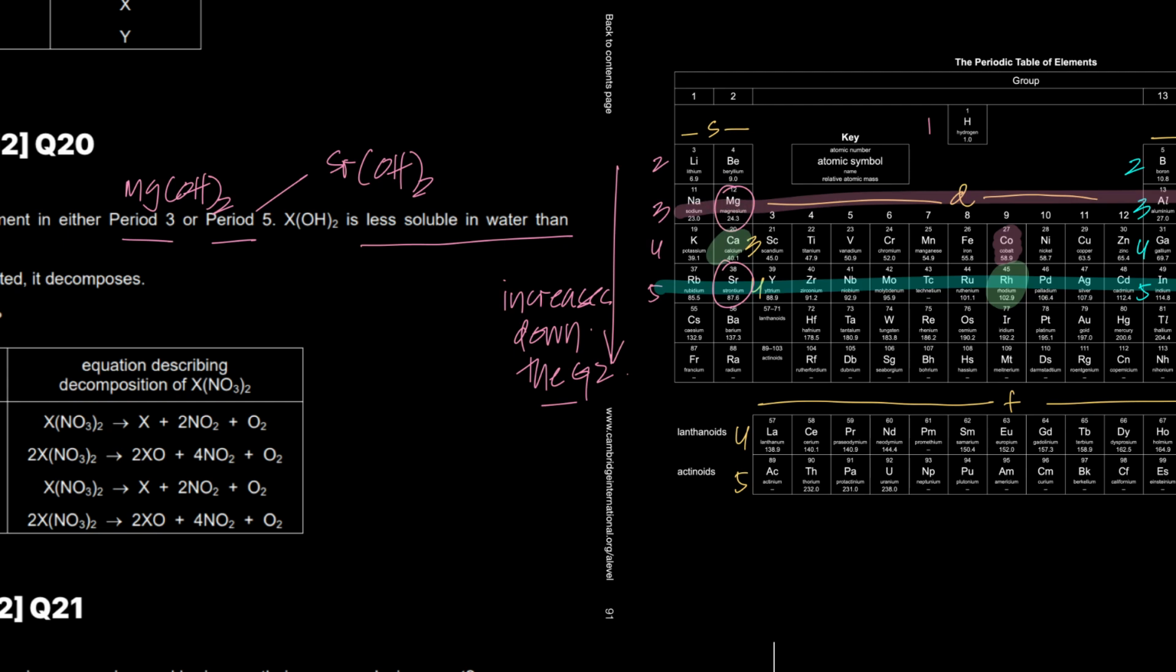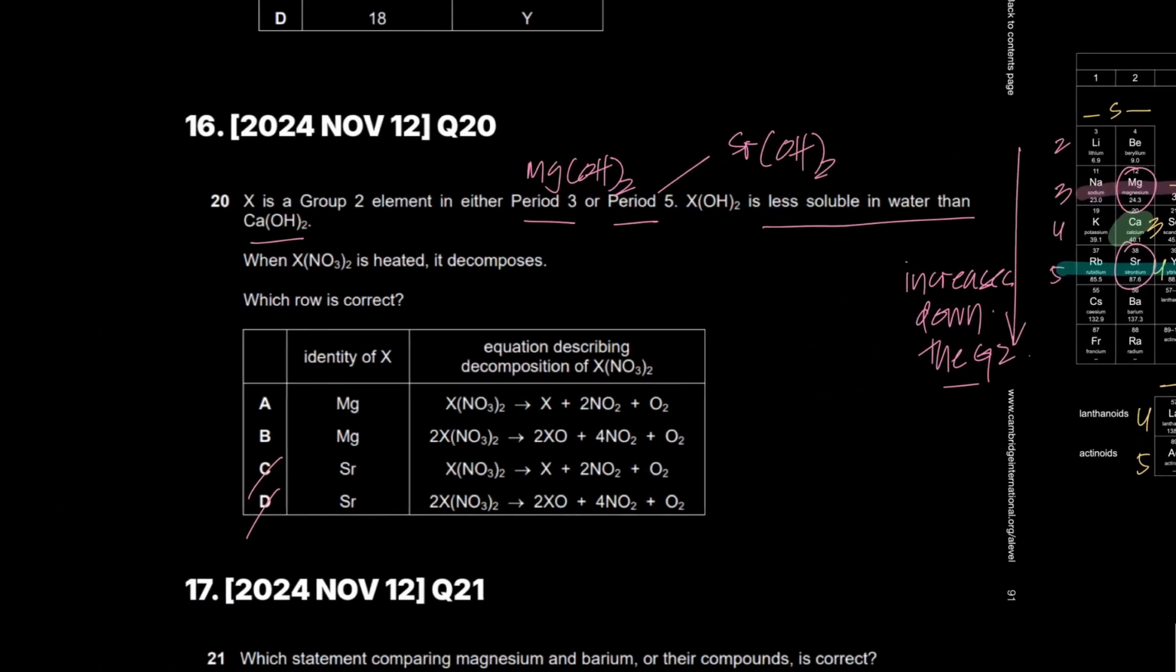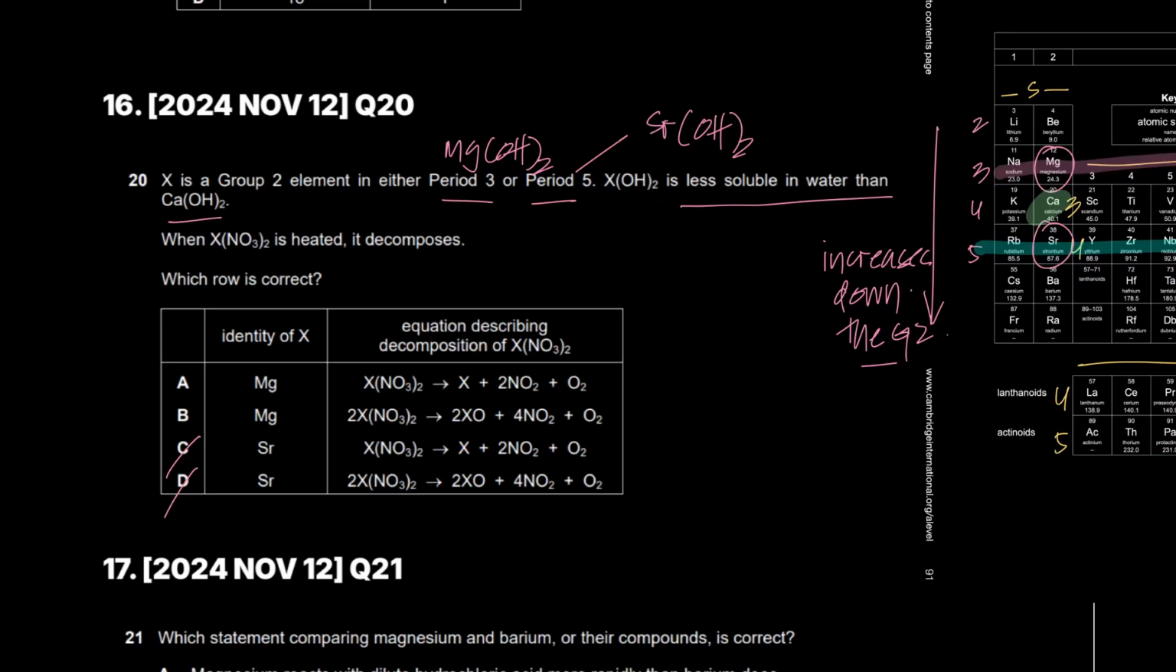So it must be magnesium hydroxide, because he's saying it's period 3 or period 5, so it's either magnesium or strontium. Strontium is wrong. Now magnesium: when the nitrate of X is heated, it decomposes. We know when magnesium nitrate is heated, what forms? Magnesium oxide, a metal oxide, plus nitrogen dioxide plus O2. And how do you balance this? This is a 2, this is a half. So where is the half here?